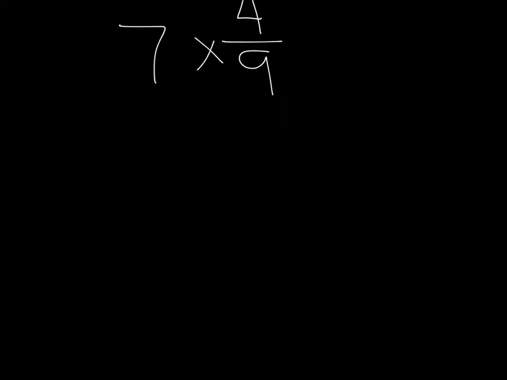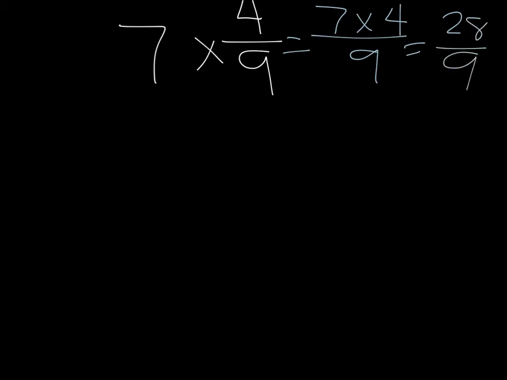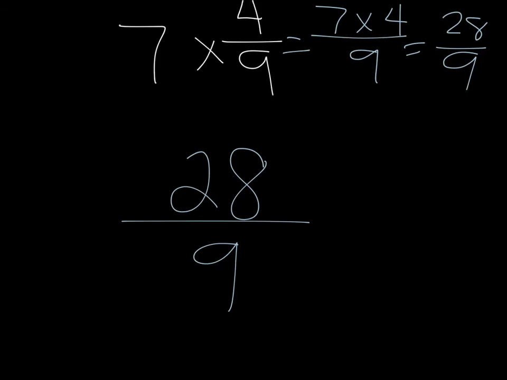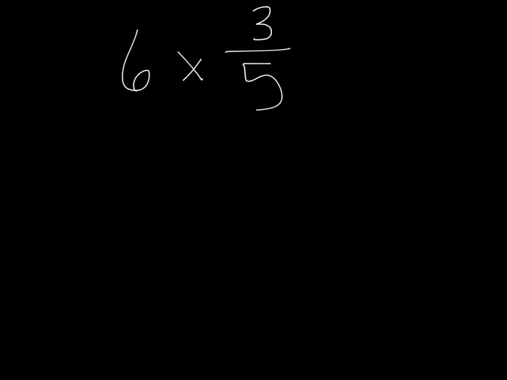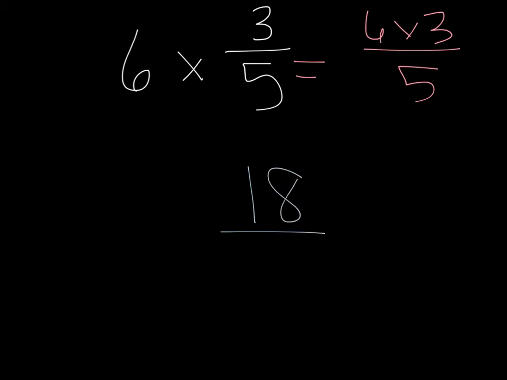Our next problem is 7 times 4/9. So we would rewrite this as 7 times 4 over 9. 7 times 4 equals 28 over our original denominator of 9. So we know that 7 times 4/9 equals 28/9. Next, 6 times 3/5. We are going to take 6 times 3 over 5. When we take 6 times 3, we get 18 over our original denominator of 5. So we get 18/5.